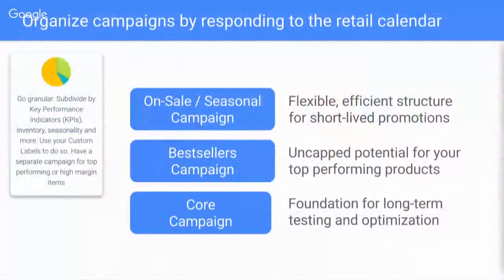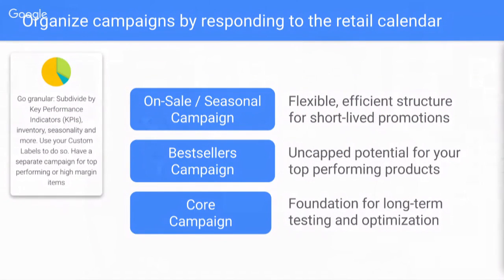And Emerson alluded to this earlier in terms of having a core campaign that's always on. It's your foundational campaign. And this is great to have for long-term testing and optimization. As you're making adjustments, you want to make sure that you have a core performance campaign so that as you're trying new things or experimenting, you're not losing too much performance. You have this core campaign always on.